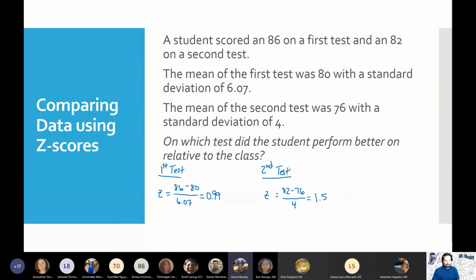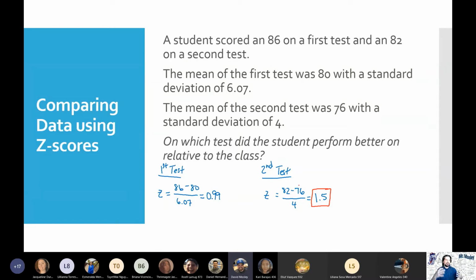Based on this result, the student performed better on the second test relative to the class, because the student's score was 1.5 standard deviations greater than the mean, as opposed to on their first test, they were only about 1 standard deviation greater than the mean. In both cases, they were above average, right?